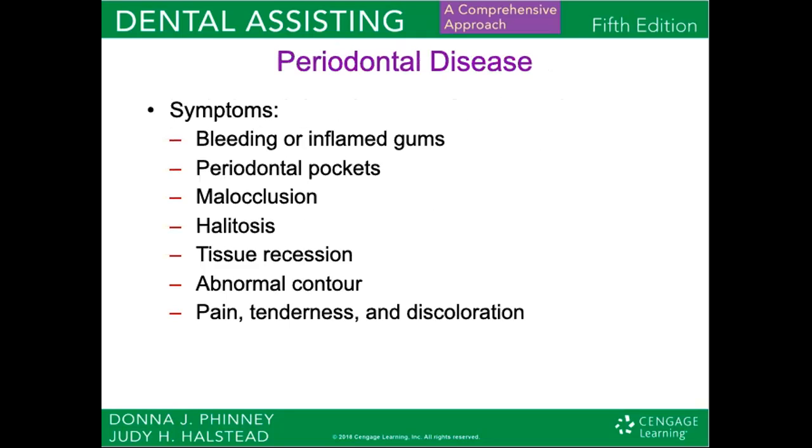Symptoms of periodontal disease can vary, and they can be experienced along with gum disease, many of which can be very uncomfortable or embarrassing. And they include bleeding or inflamed gums, periodontal pockets that are larger than 3 millimeters, malocclusion, which is an incorrect bite caused by bone loss and moving teeth.